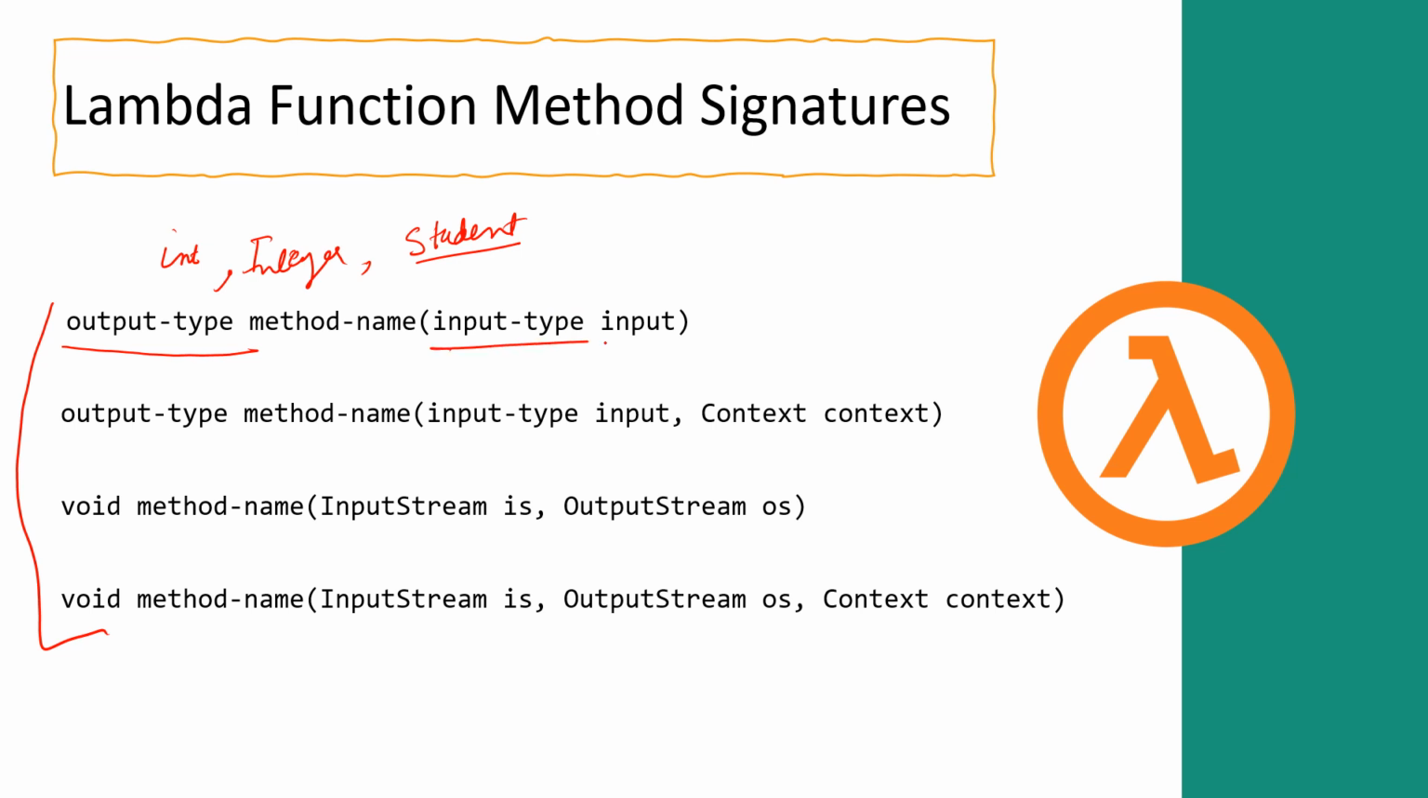Then the input type. Here the input type again can be a Java primitive or a class. Apart from passing only the input, you can also pass the Lambda context. Lambda context is a very useful class given by the core Lambda library. I will show you how you can include this in your Lambda functions. Then again, you can pass an input stream and an output stream. This can be considered when your input is not a JSON serialized type. You can pass a stream of bytes to your Lambda and write that as an output stream. Along with that, you can pass context also. So these are the four types that you need to take care of when you are creating your Lambda function.